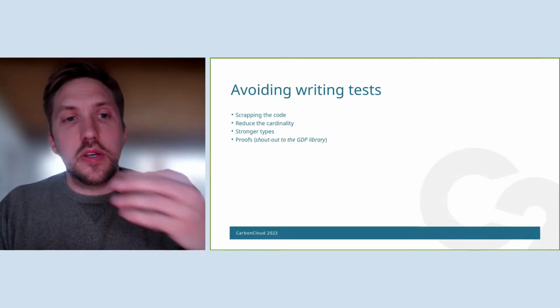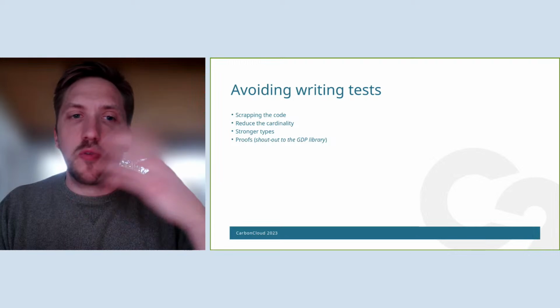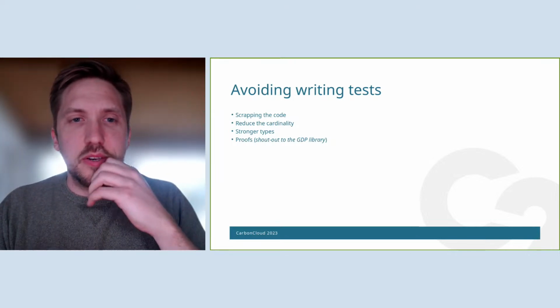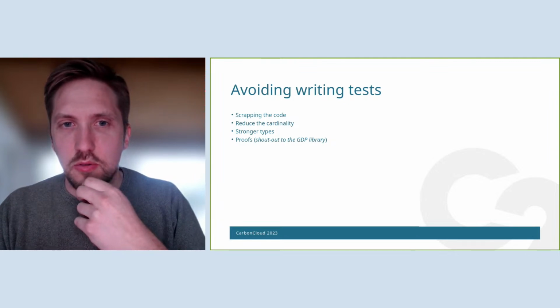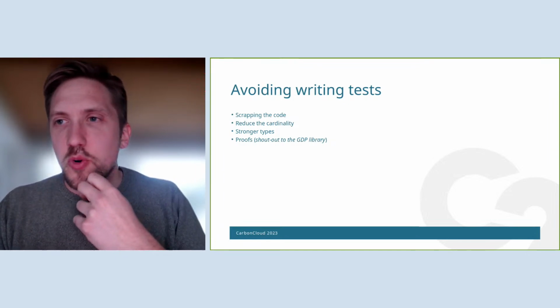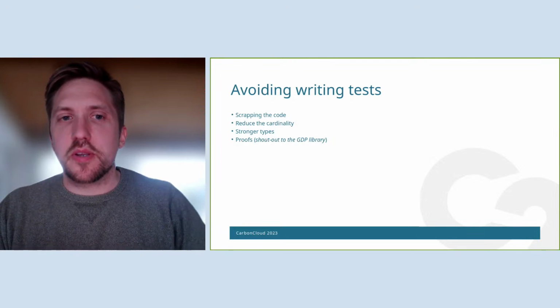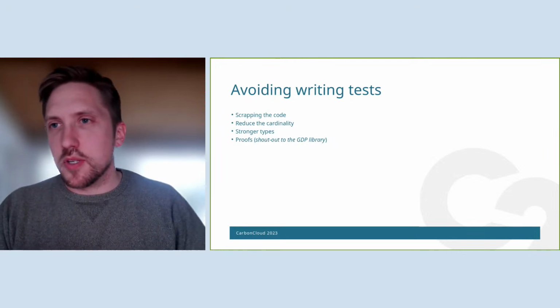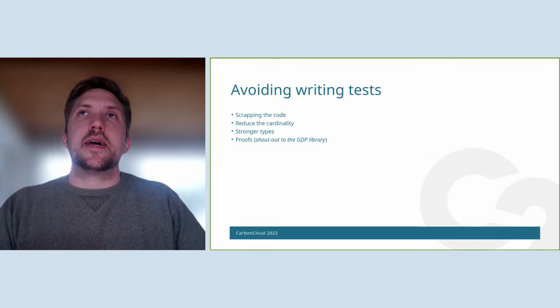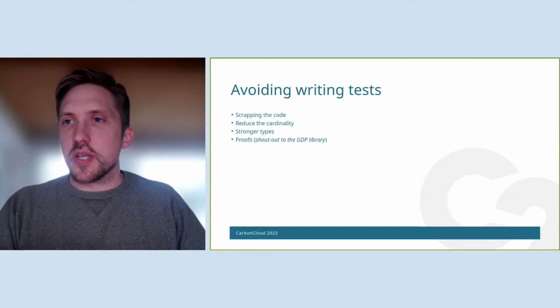And when you can use proofs in different ways, there is a great library in Haskell called GDP. It goes into the part of proofs. I won't go into it here, but regardless of how you do it, the great thing about this library is that you can help the type system where the type system fails.